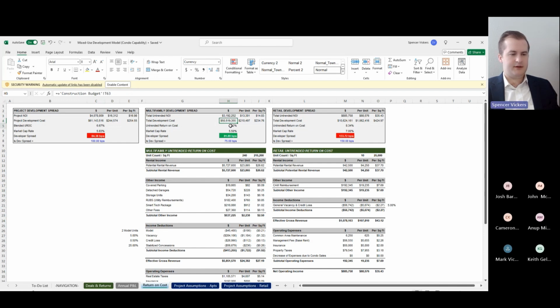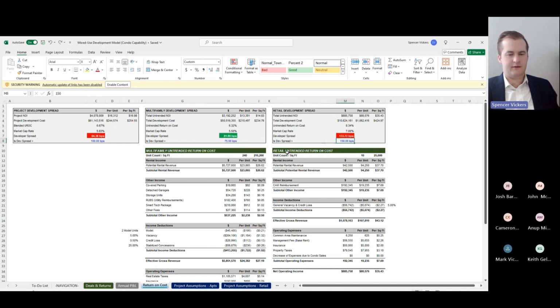But that gives you an untrended return on cost figure, and then the market cap rate for the apartments. So the delta there is your development spread. And then I've included a little checker here to say, okay, for multifamily, we want that spread to be at least 75 basis points. Some groups might say, well, we want that development spread to be at least 125 basis points. So if it doesn't meet that threshold or that hurdle, then this will turn red.